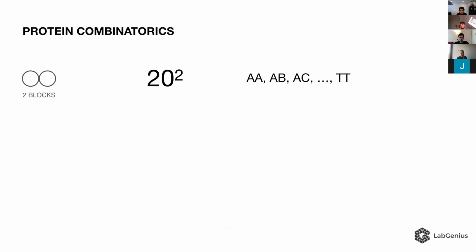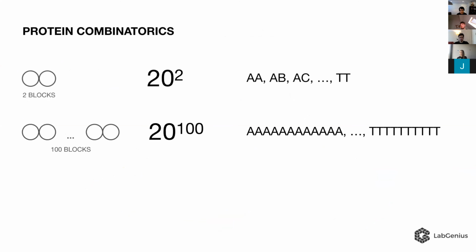Unfortunately, though, there are so many different variants, there are so many different strings that could encode the protein that you want to make. For instance, if you had a protein of only 2 building blocks, which is never the case, it would yield 20 to the power of 2 different candidates. If you had a protein of 100 building blocks, it would yield 20 to the power of 100, and the majority of proteins are much longer than 100.